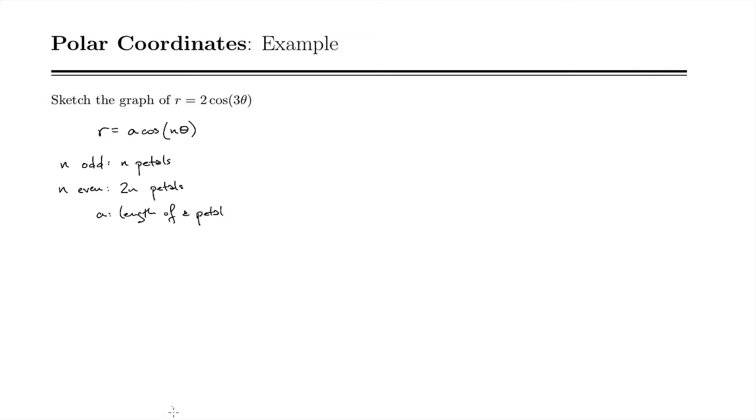So let's go ahead and put this all together. N is 3, so it's odd, so we have 3 petals. We have 3 petals, and they have a length of 2. Okay. Now, we'll set up our axes here.